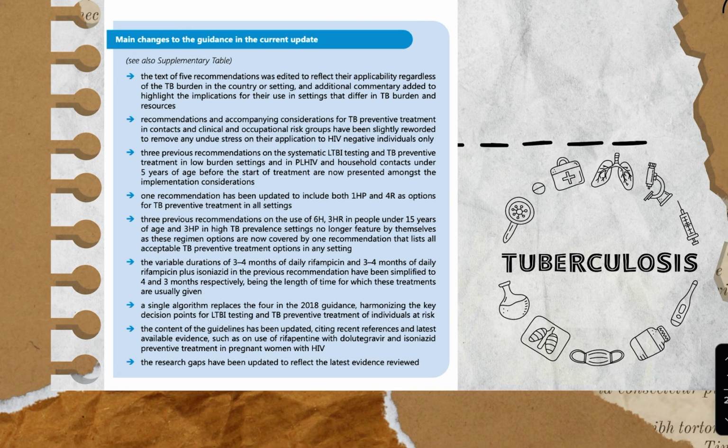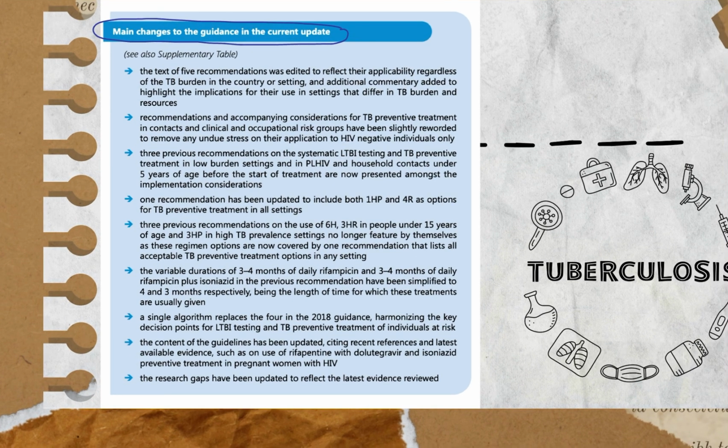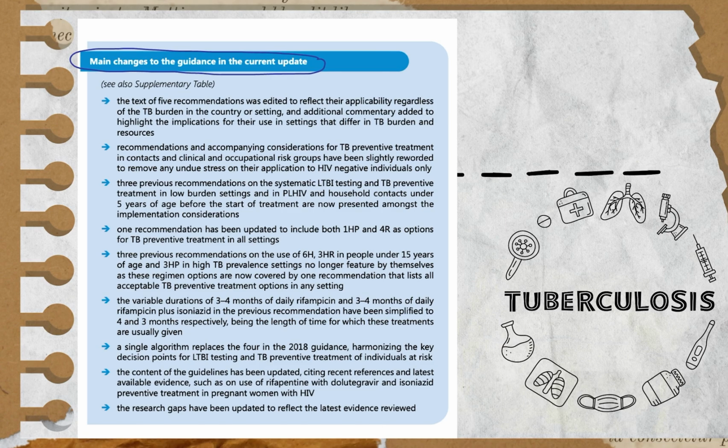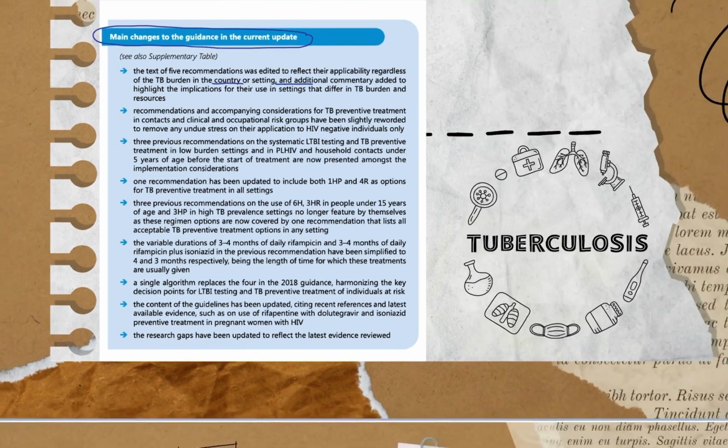So the main changes to the guidelines in the current update as compared to 2018 are these. The text of 5 recommendations was added to reflect their applicability regardless of the TB burden in the country or setting. An additional commentary was added to highlight the implications for their use in settings that differ in TB burden and resources.